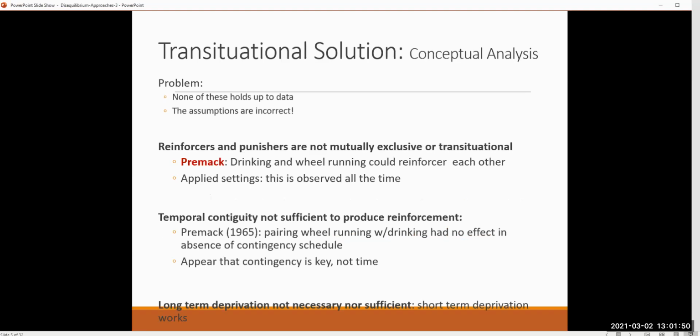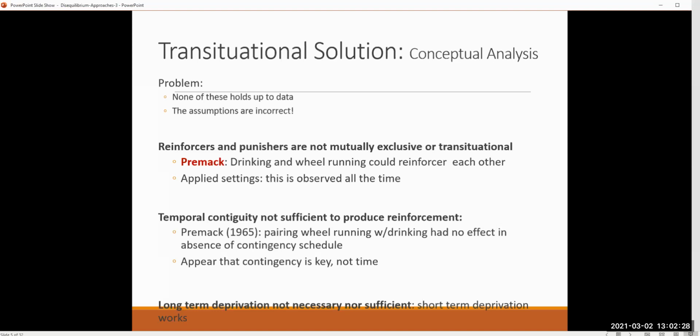Reinforcers and punishers are not mutually exclusive or transsituational. In fact, in Premack's reading that we read, we know that drinking and wheel running can reinforce one another. It all depends on how you set it. Applied settings observe this all the time. A reinforcer is not a reinforcer for everyone. Not everyone likes chocolate, and there are some people who find electric shock reinforcing. We also know that what was a reinforcer when you were 4 might not be a reinforcer when you're 24. So again, reinforcers are not necessarily things. They can actually be activities, and they're not mutually exclusive or transsituational.